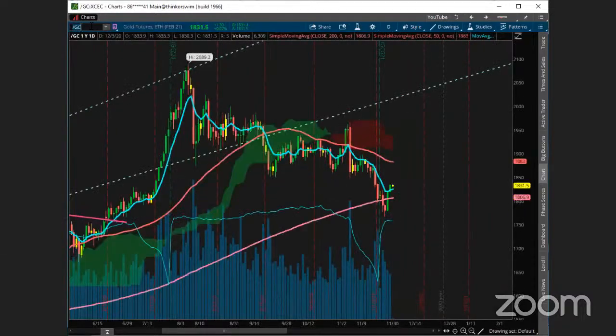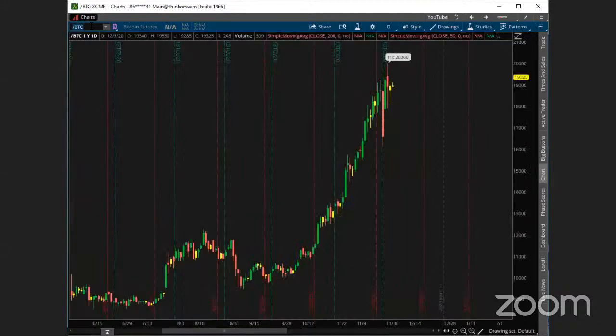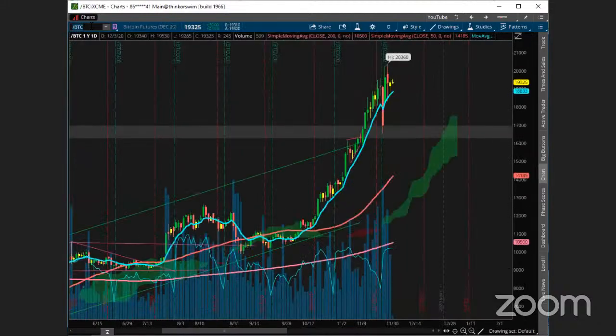So you've got gold, of course. Yeah, it's trying to perk up there a little bit, looking okay. And then, of course, the Bitcoin. So HODL, right, inside day, and that looks like it's working on a double inside day right now. So let's see how that goes right there.